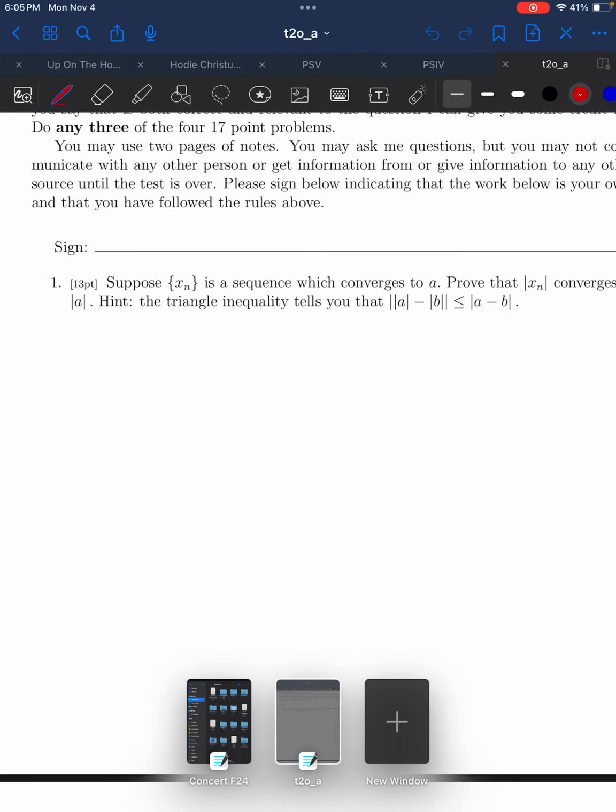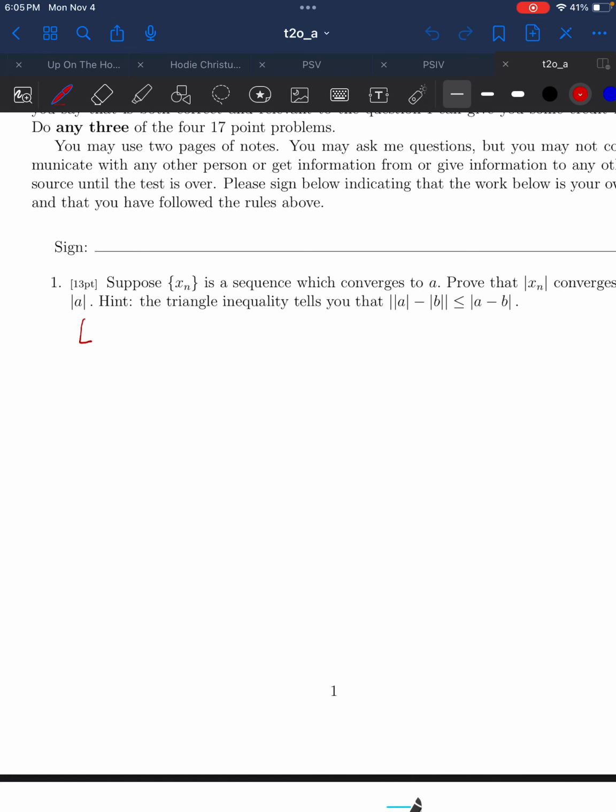Okay, I want to go through the solutions to the test. First question: given that a sequence converges to A, we want to prove the absolute value of the sequence converges to the absolute value of A. So of course we begin with: let epsilon be greater than 0.